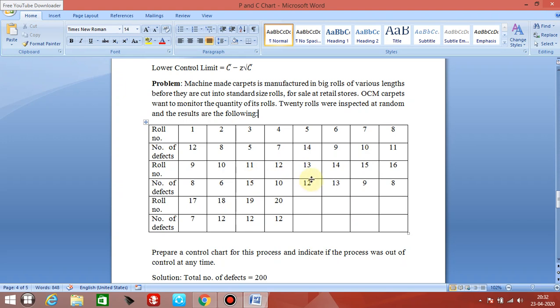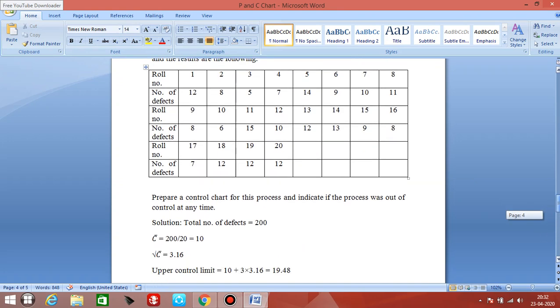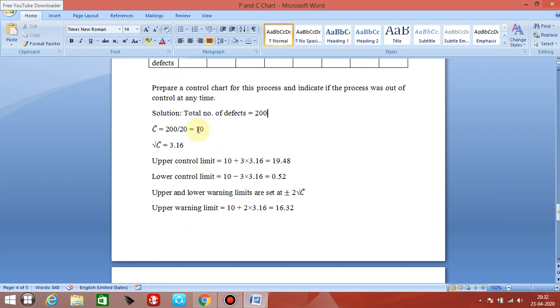Now you have to prepare a control chart. So how will you prepare that? First we have to add the total number of defects. All of the defects you have to add. Now if you add all the defects, you will get 200. C bar is what? 200 divided by the number of rolls, that is 20. So that is 10, C bar. And root over C bar is how much? Root over 10, that is 3.16.